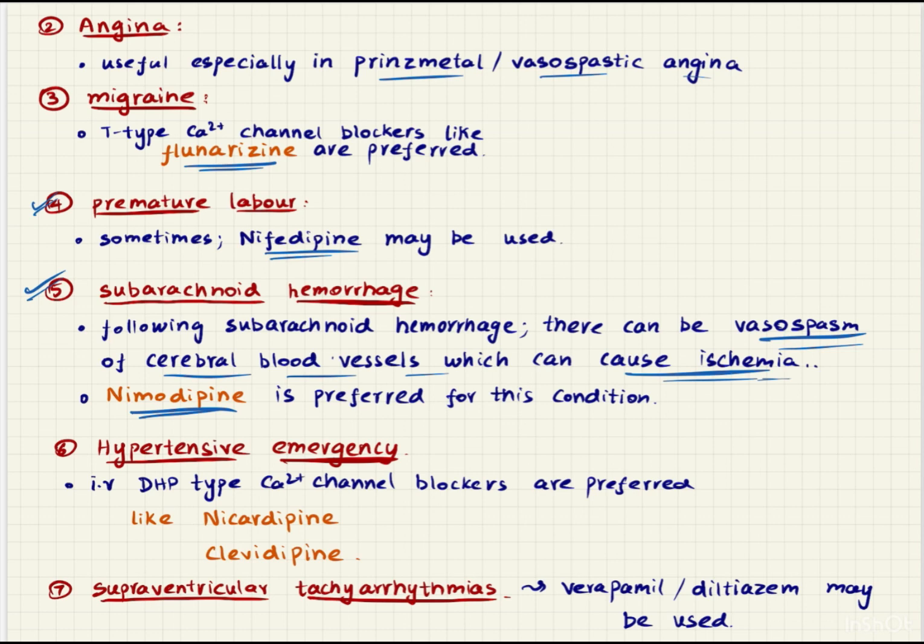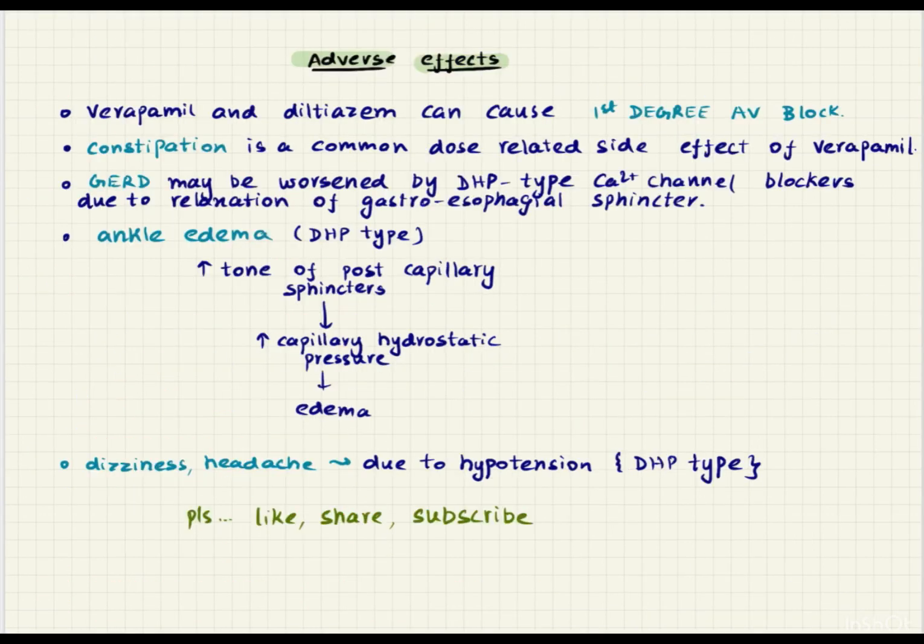And in cases of hypertensive emergencies, I should use intravenous dihydropyridine type of calcium channel blockers, like nicardipine or clevidipine. Often these are combined with a beta blocker and given in order to counteract the reflex tachycardia. Okay, now for supraventricular tachyarrhythmias, verapamil and diltiazem may be used.